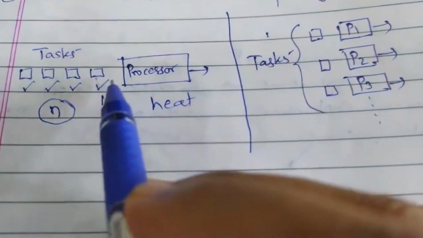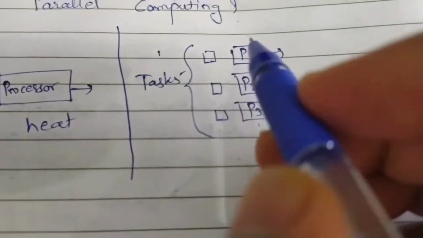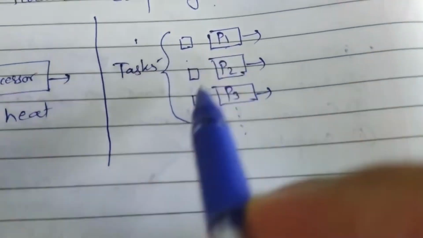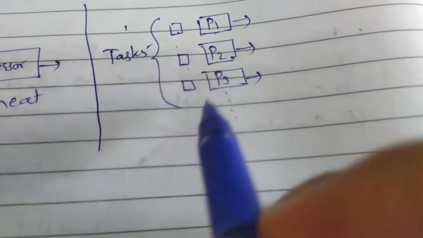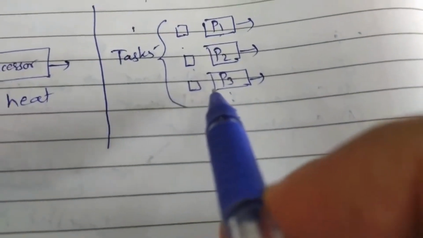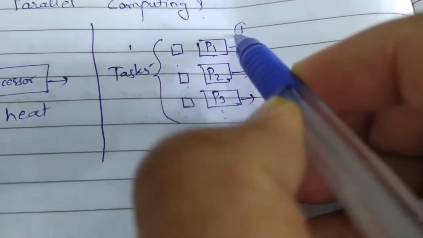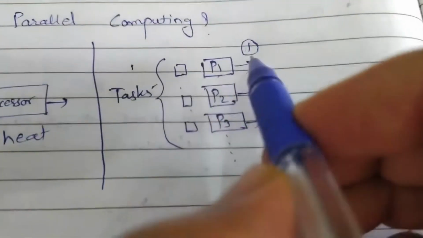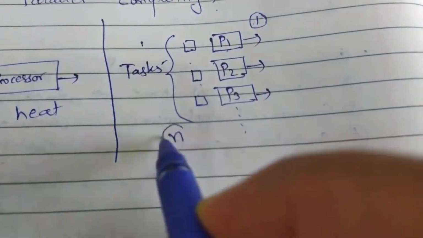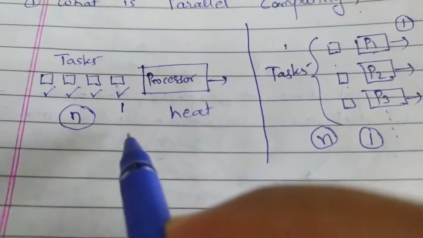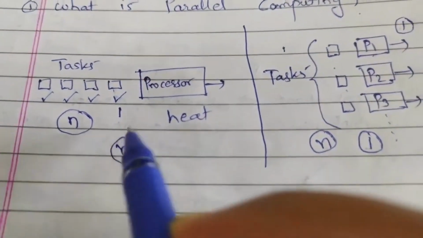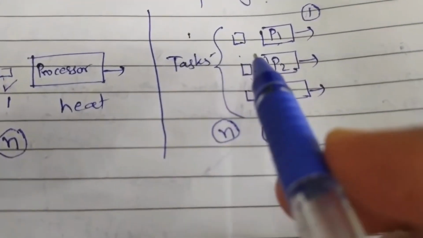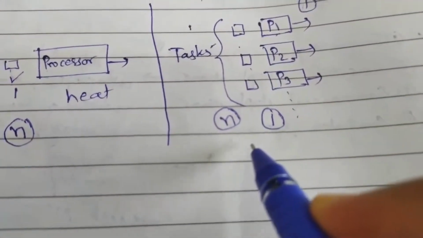Instead of doing the tasks sequentially, we can have multiple processors and give the first task to the first processor, the second task to the second processor, the third task to the third processor. Suppose one task takes 1 unit of time. All the tasks are executing simultaneously, so all our n tasks will get completed in 1 unit of time only. When executing tasks sequentially, we require n units of time, while when executing the tasks in parallel, we require only 1 unit of time.